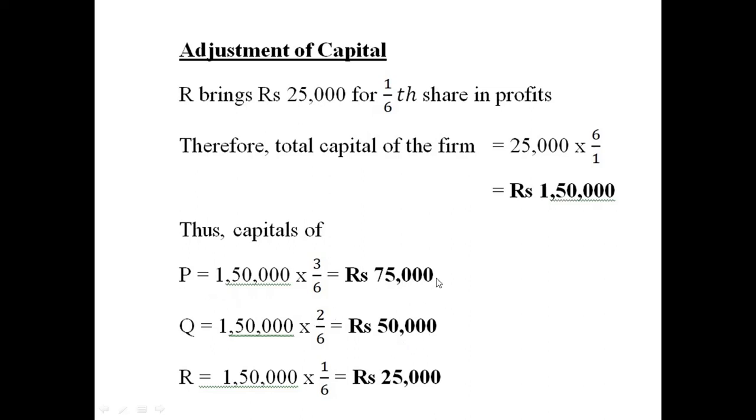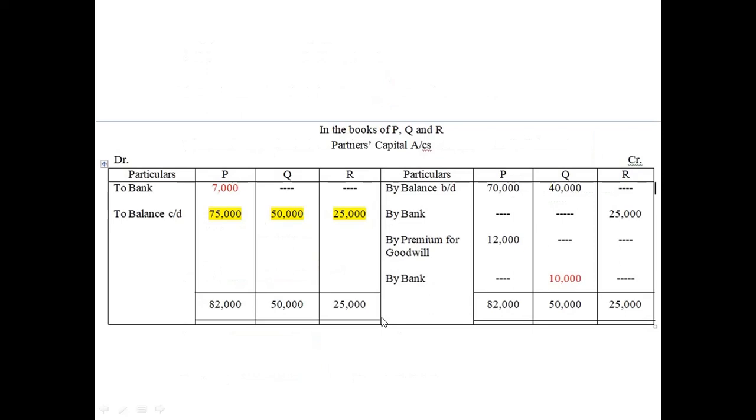Now, since we have come to know what will be the capital of the partners, we can write here this 75,000, 50,000 and 25,000. Remember, we have to leave the space here, because CD stands for carried down, and sometimes it is also known as CF, which is carried forward. So this is actually the closing balance. After writing the closing balance, we cannot write anything further. That is why we are leaving space before we write to balance CD.